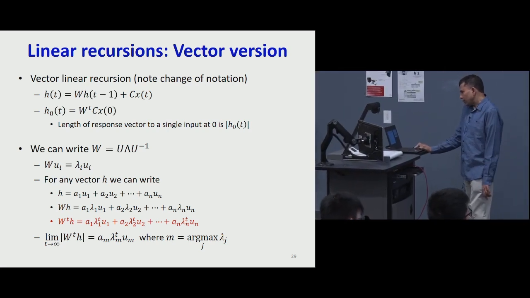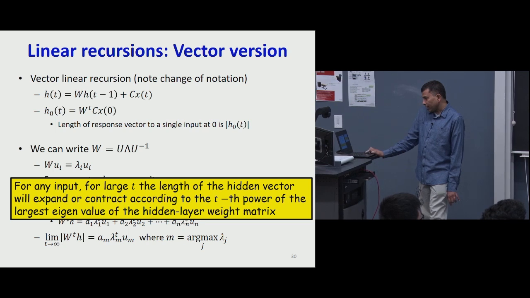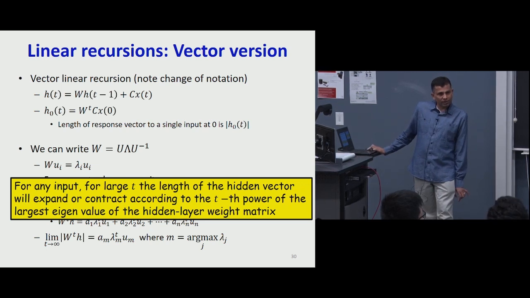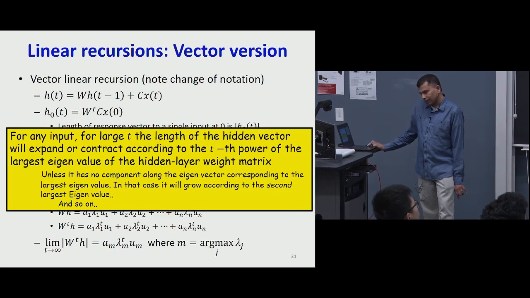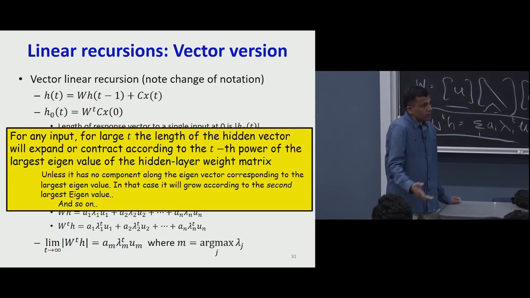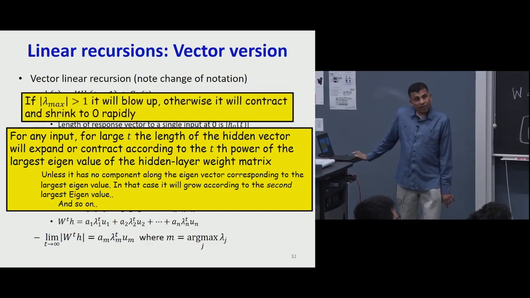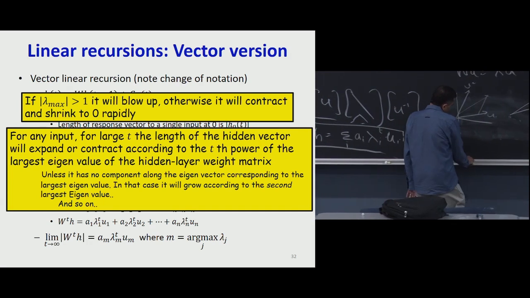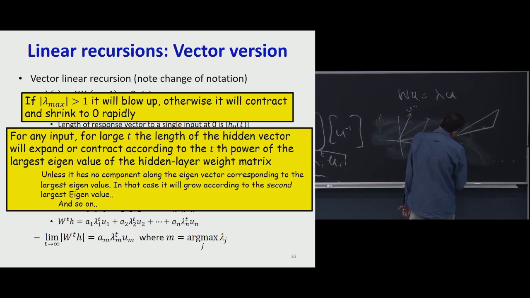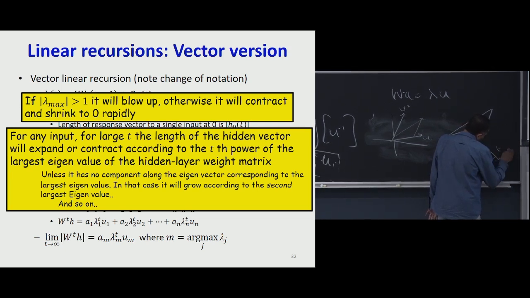So for any input, for large t, the length of the hidden vector will expand or contract according to the t-th power of the largest eigenvalue of the hidden layer weights matrix, correct? You can always have an input which has no component along the largest eigenvector, in which case it's going to expand according to the second largest eigenvalue, but that's just a minor issue. But here is what happens. The length goes as a_m lambda_m raised to t.